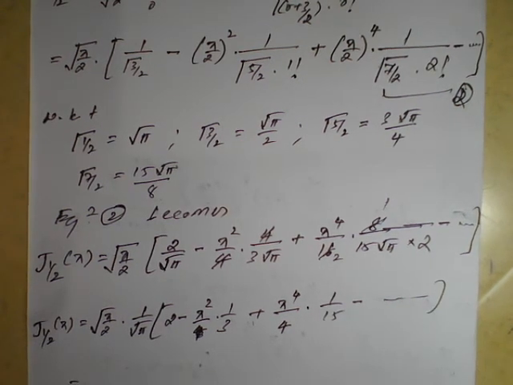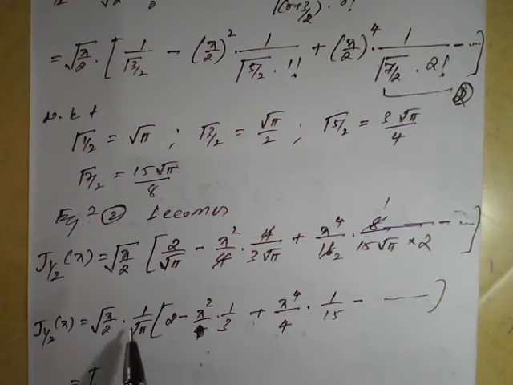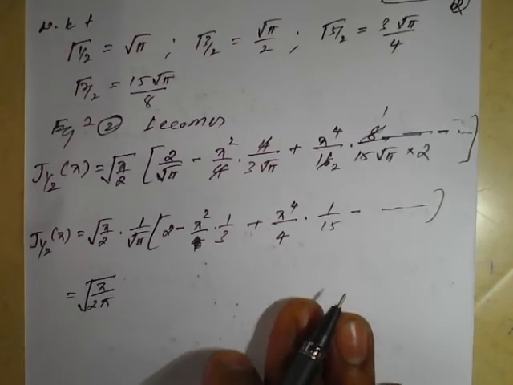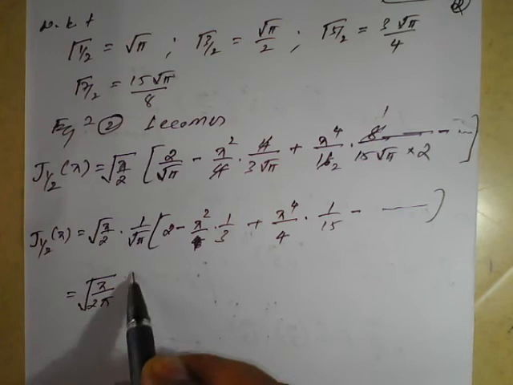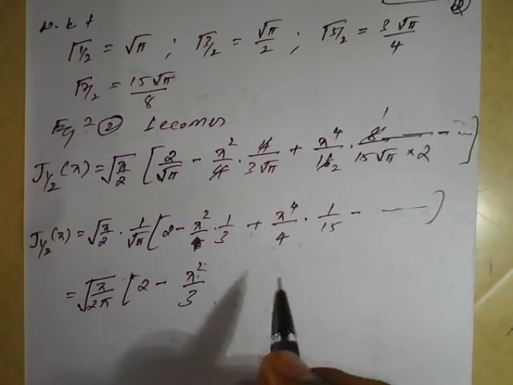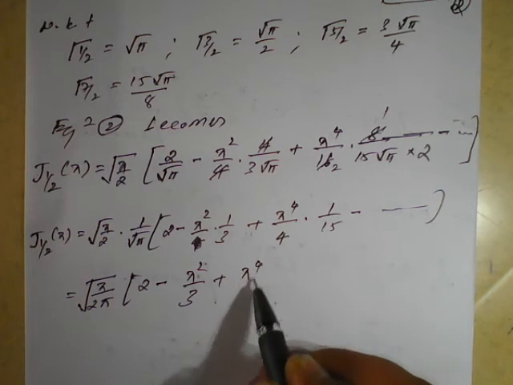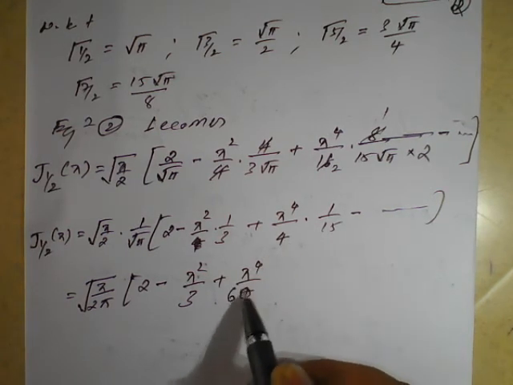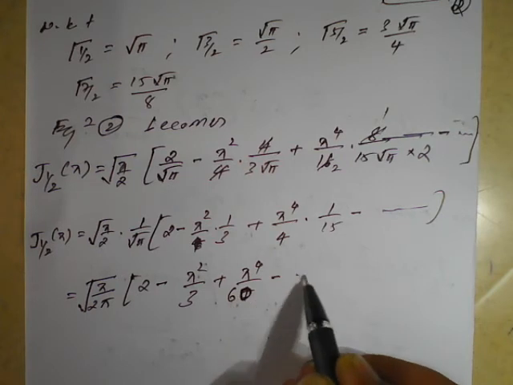So I will rewrite once again. This is all root quantity, so I will write it as x upon, this root also will multiply here, it will become 2 root pi, square root of x upon 2 pi, 2 minus x square upon 3 plus x raised to 4 upon, sorry, 15 4s are 60, minus so on.